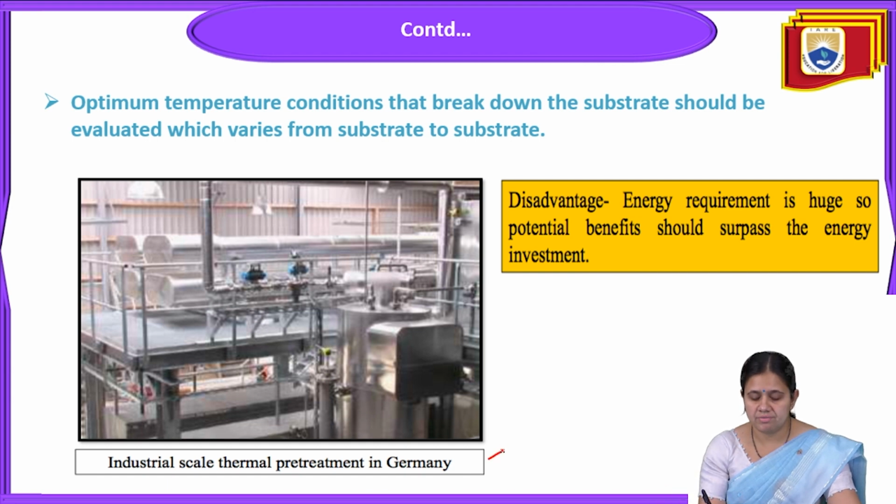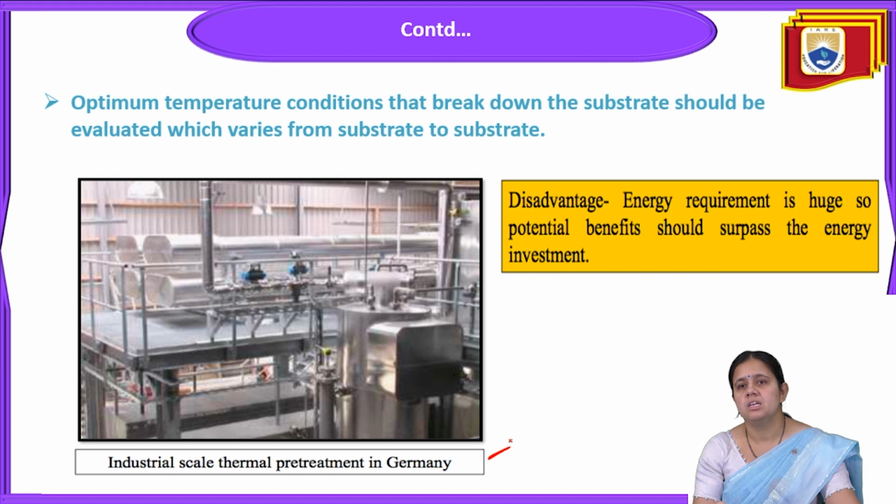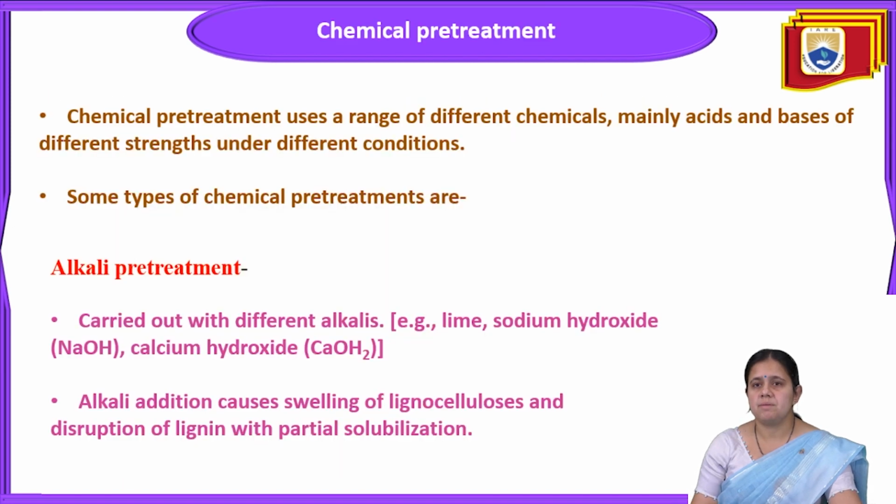This is the picture of industrial scale thermal pretreatment in Germany. The optimum temperature condition that breaks down the substrate should be evaluated, and that varies from substrate to substrate. The next type of pretreatment is chemical pretreatment.